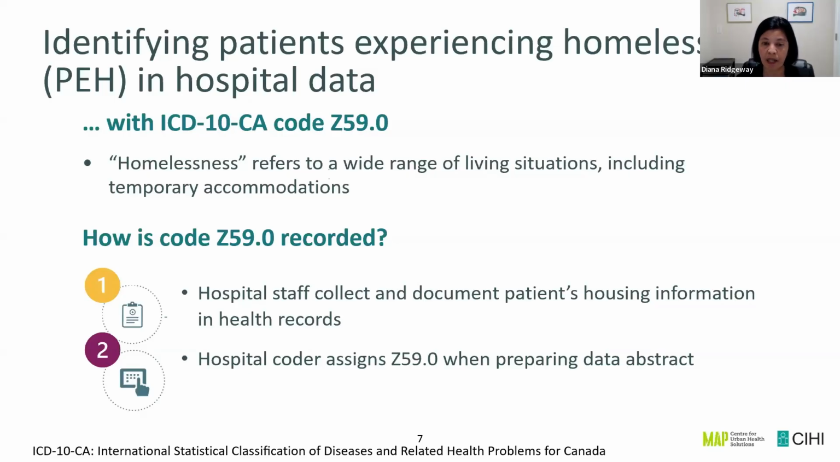Hospital staff may sometimes not ask about patients' living and housing situation in enough detail, or they may not ask in enough depth. And this is one reason why information about a patient's homelessness may be missed in the hospital record. And this becomes important when we further talk about the quality of the data.